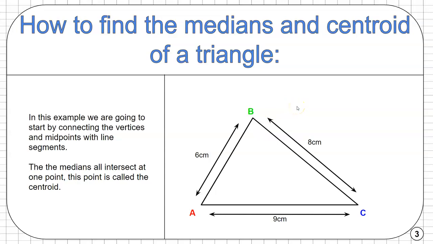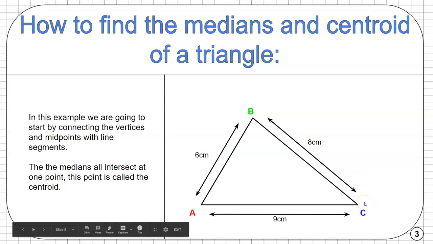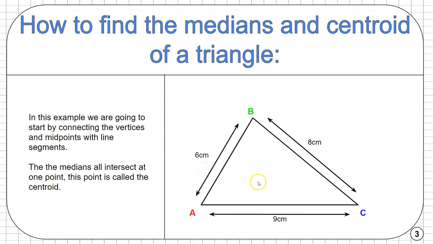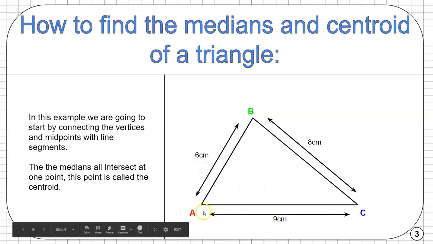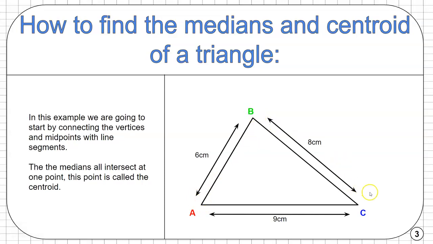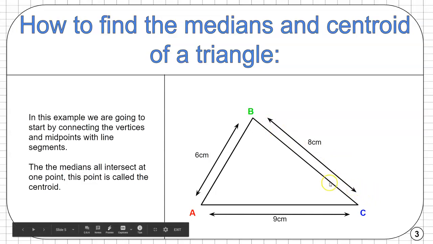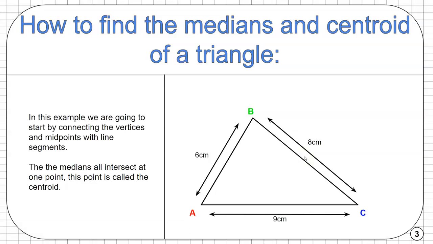So now we can look at how to find this. In this example, we are going to start by connecting the vertices and midpoints with line segments. The medians all intersect at one point, which is the centroid. So here we have vertex A, and we have our triangle side BC, or line segment BC, which is 8 centimeters long. Half of 8 centimeters is 4 centimeters.